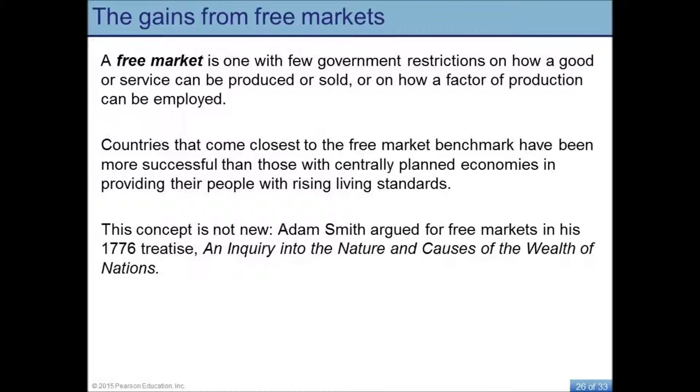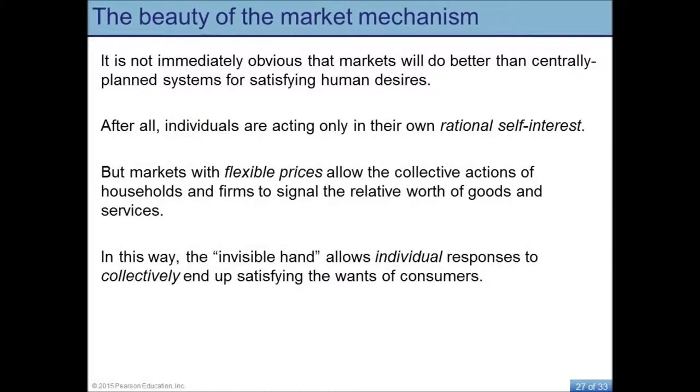The beauty of the market mechanism is that it is not immediately obvious that markets can do better than centrally planned systems for satisfying human desires. After all, individuals are acting in their own rational self-interest. By this we mean it's not that we're doing this out of benevolence or love for our fellow man or woman. It is that we are acting in our own best interests, and our transactions with one another will be market clearing transactions that will result in hopefully optimal scenarios where everybody gains.